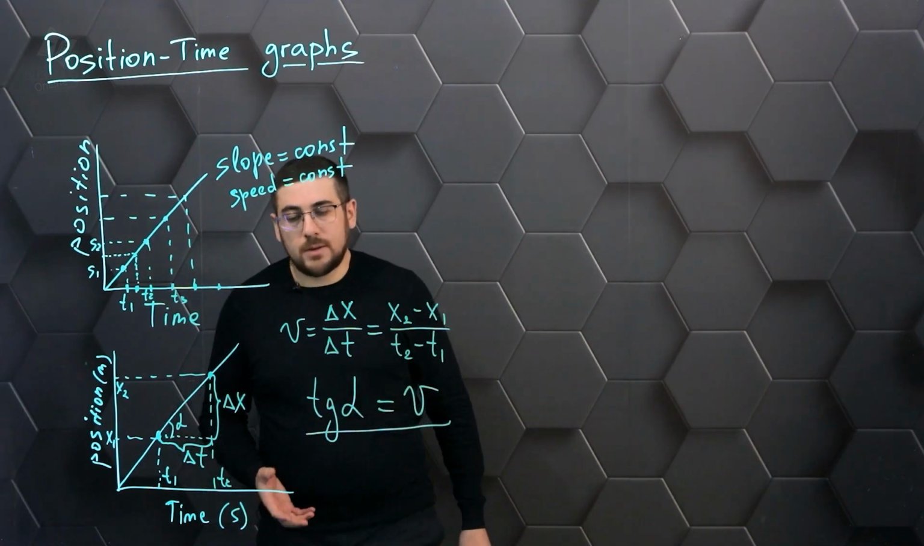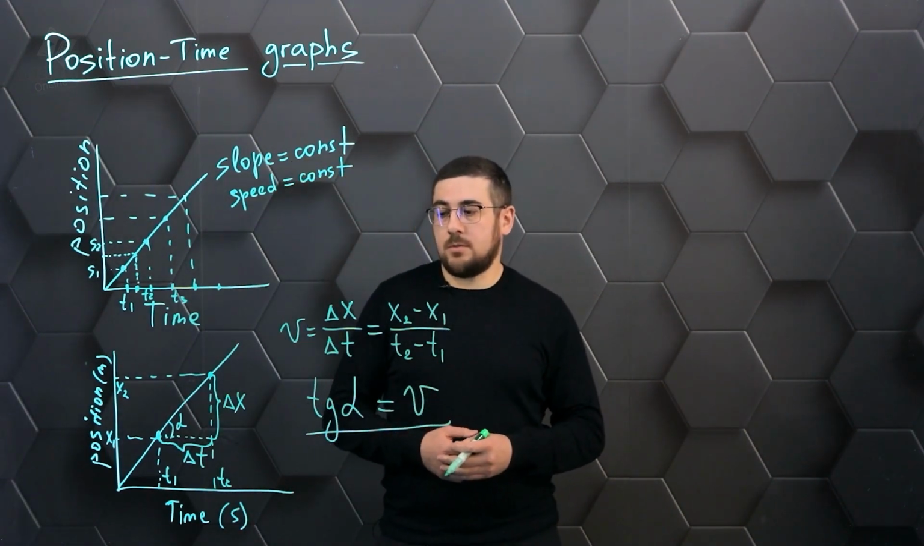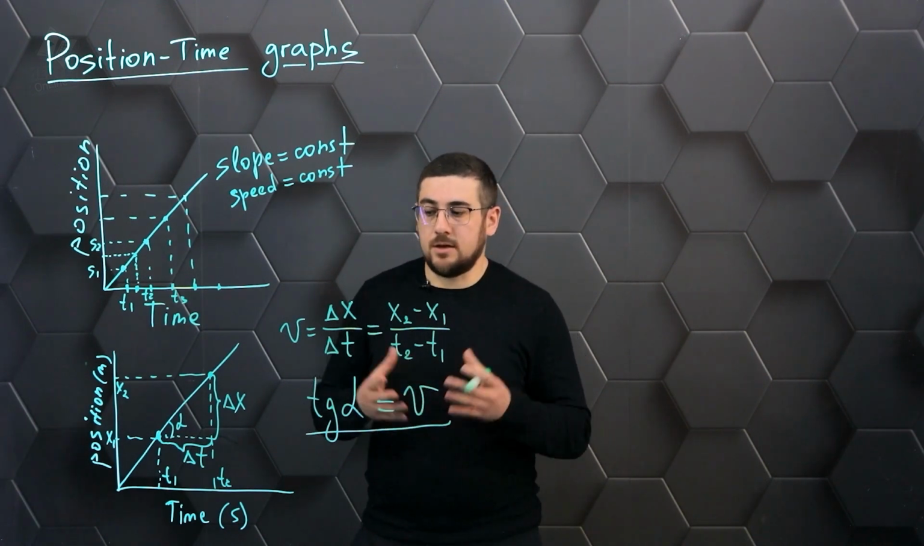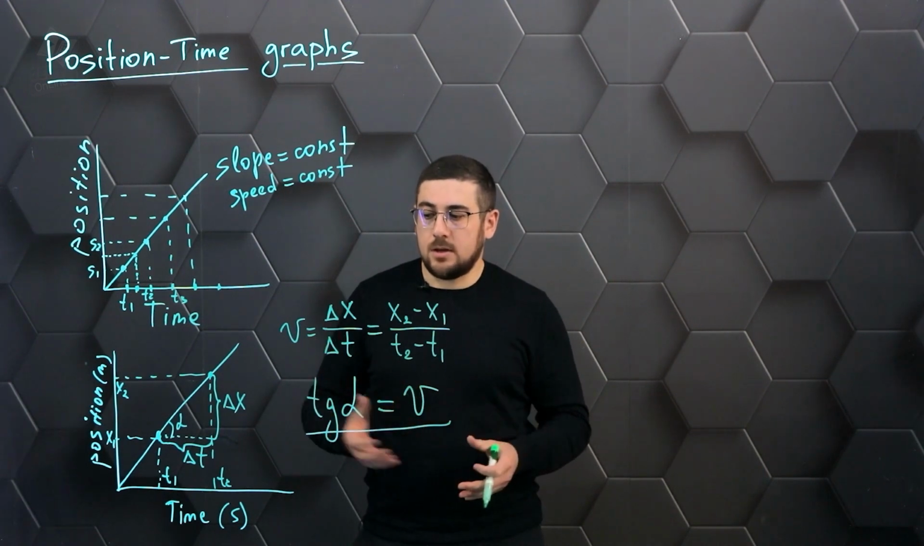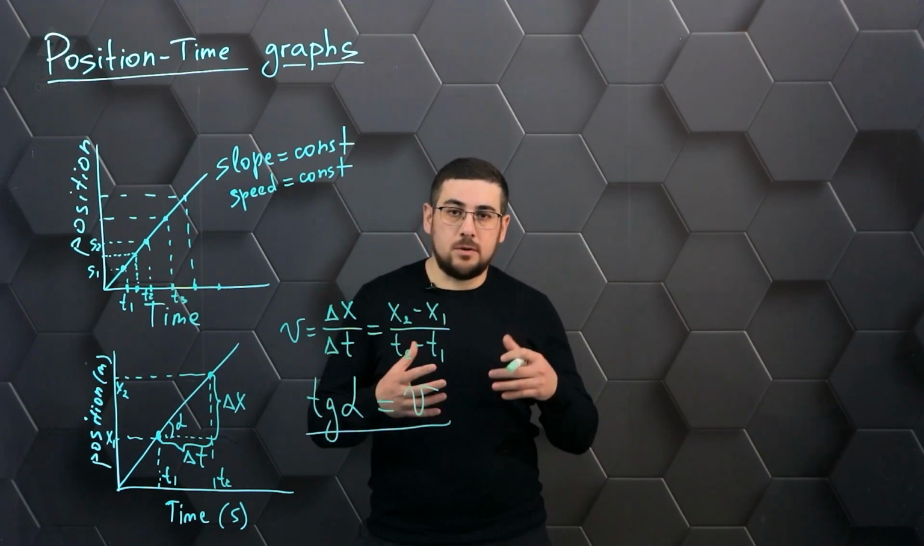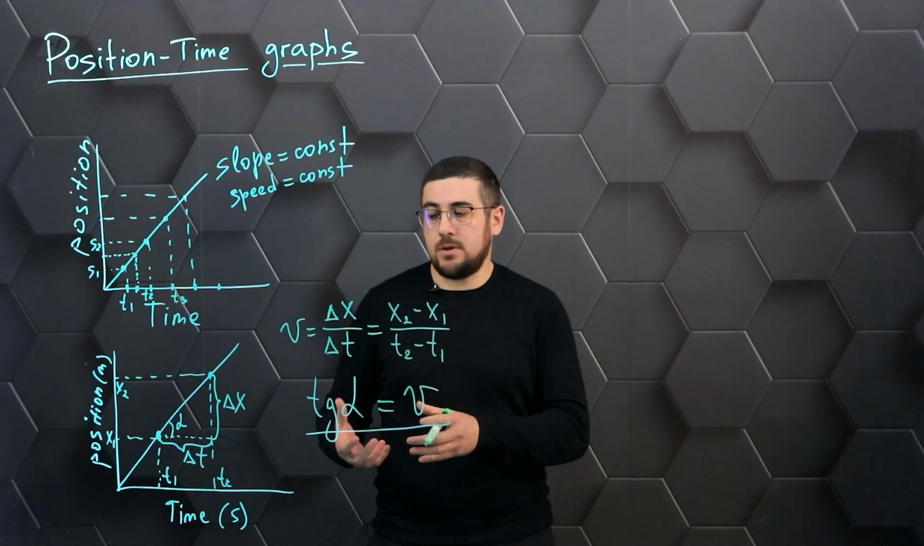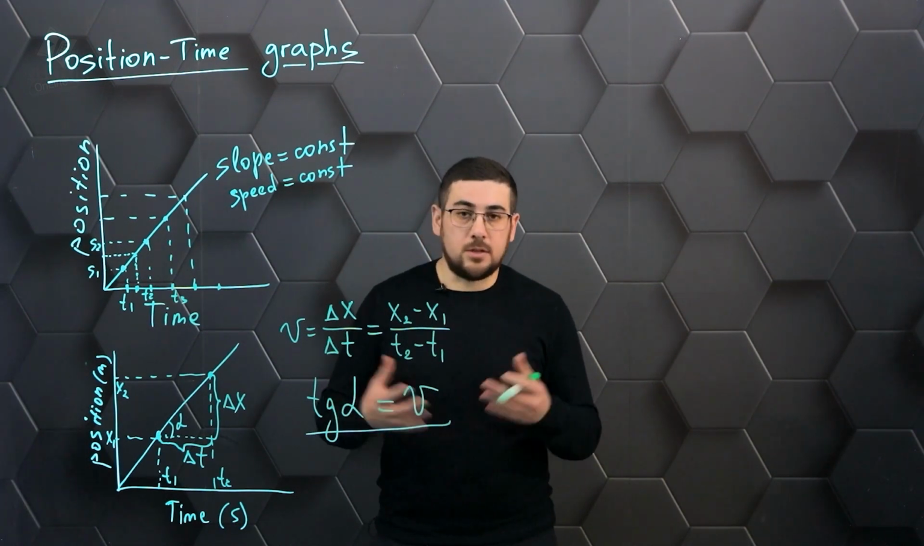This can be used to analyze graphs when we have several types of motion on one graph, for example, and we can see that the angle of slope of the graph changes, and so we can understand where and on what plot the velocity will be greater, where it may be less. Well, let's look at an example of such a graph.